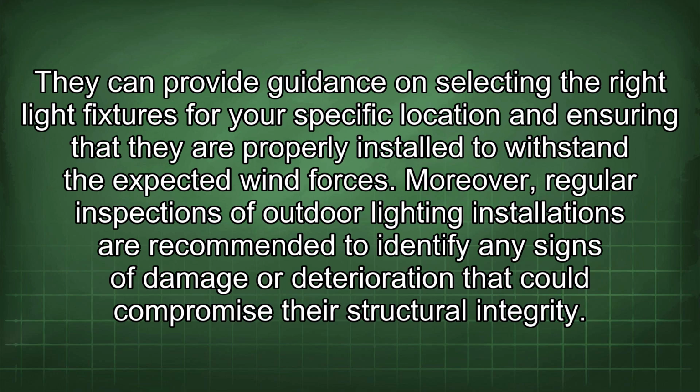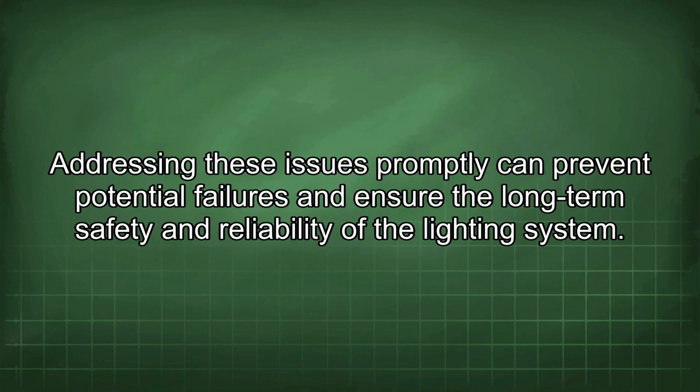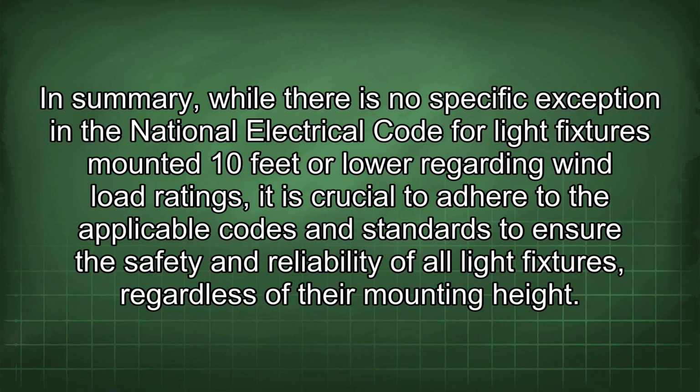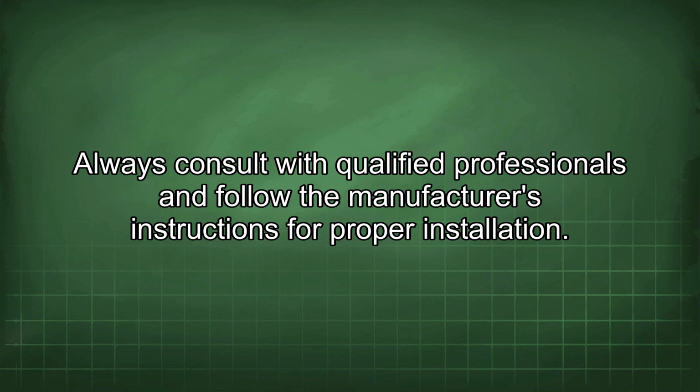Moreover, regular inspections of outdoor lighting installations are recommended to identify any signs of damage or deterioration that could compromise their structural integrity. Addressing these issues promptly can prevent potential failures and ensure the long-term safety and reliability of the lighting system. In summary, while there is no specific exception in the National Electrical Code for light fixtures mounted 10 feet or lower regarding wind load ratings, it is crucial to adhere to the applicable codes and standards to ensure the safety and reliability of all light fixtures, regardless of their mounting height. Always consult with qualified professionals and follow the manufacturer's instructions for proper installation.